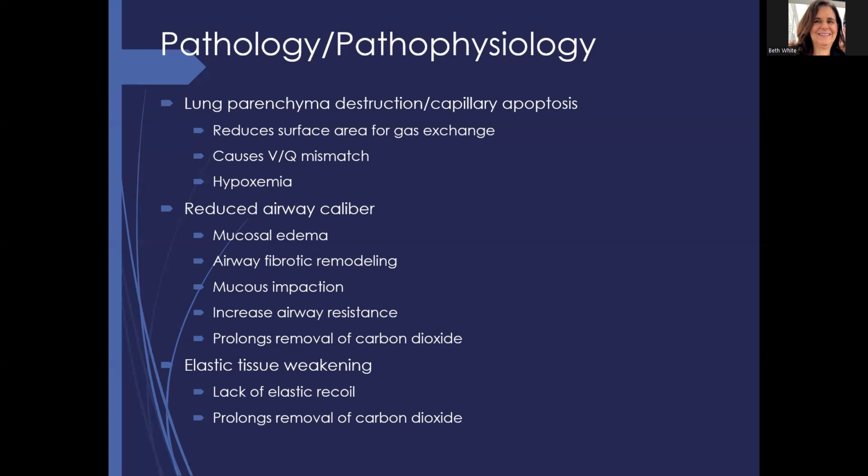Anytime we're talking about resistance, it is referring to the diameter of something. In this case, the diameter of the airway. And it prolongs the removal of carbon dioxide because there's air trapped in the lungs. If we can't exhale everything out, carbon dioxide is being trapped. And then the elastic tissue weakens. So we have a lack of elastic recoil. The lungs are not completely exhaling or snapping back into place. And this prolongs the removal of carbon dioxide.